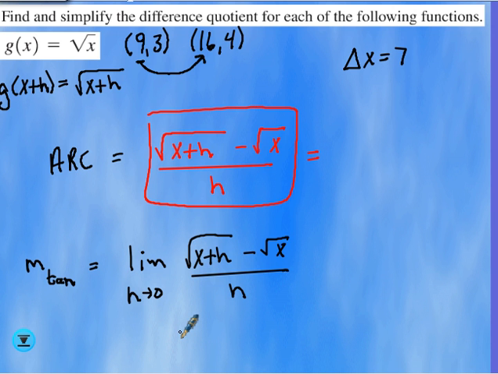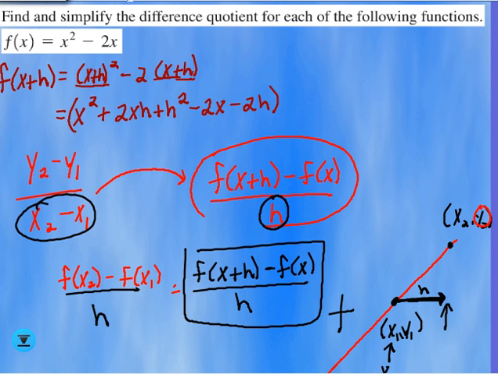Now watch how I work this problem out. I can't just plug 0 in. I want to know what happens as h gets close to 0. What you could do is just start plugging in numbers that are really close to 0, like take this and plug in 0.1, 0.01, 0.001, 0.0... let's not do that. Okay, watch.